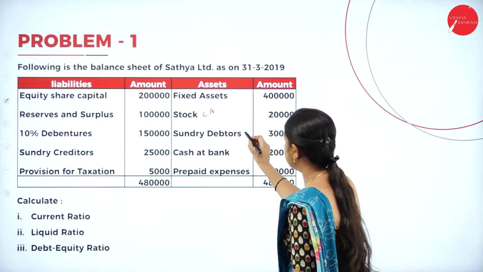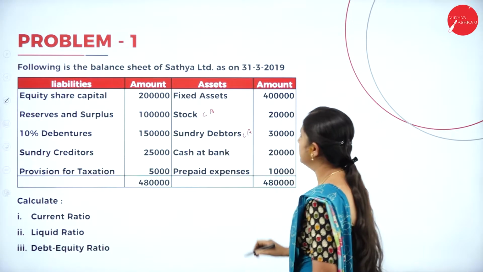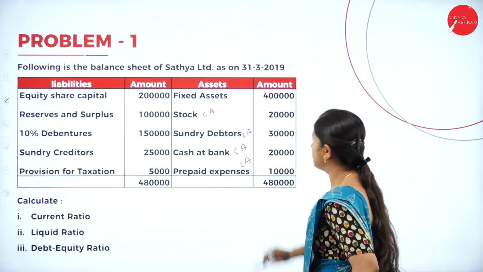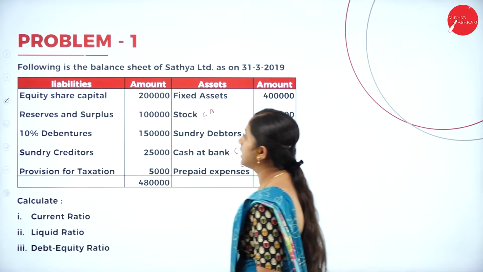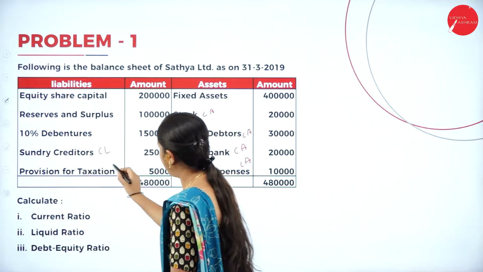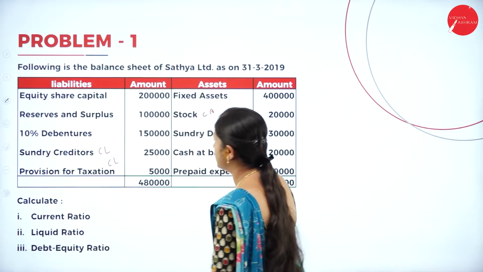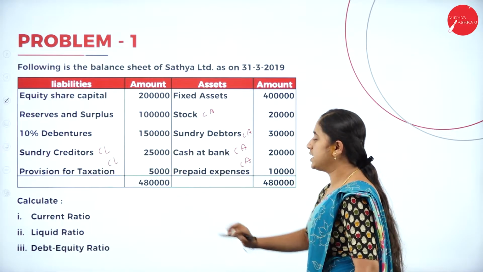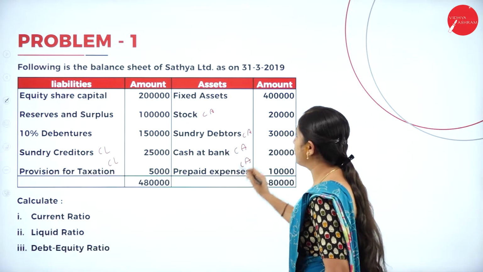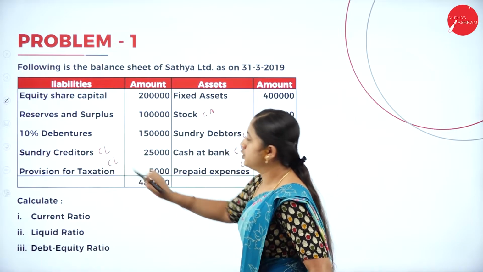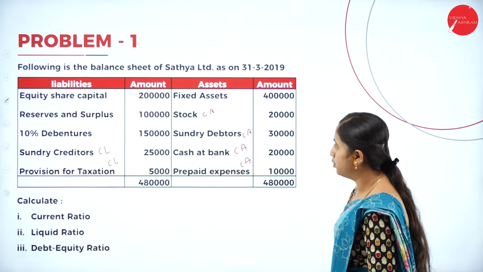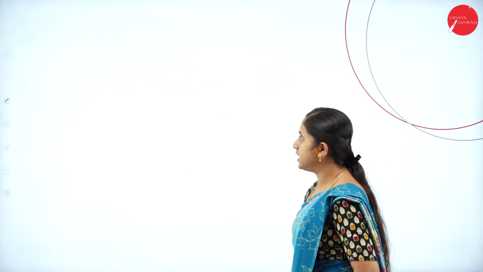Current assets: sundry debtors, cash at bank, prepaid expenses. Then current liability: sundry creditors, provision for taxation. We have 2 current liabilities and 4 current assets. The total of current assets divided by total of current liability is equal to current ratio. Let's calculate the current ratio first.